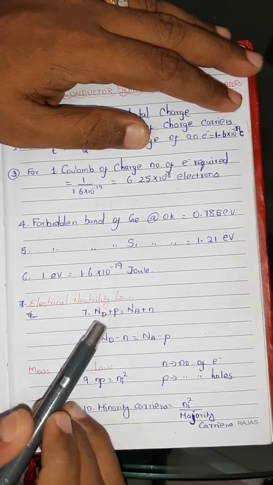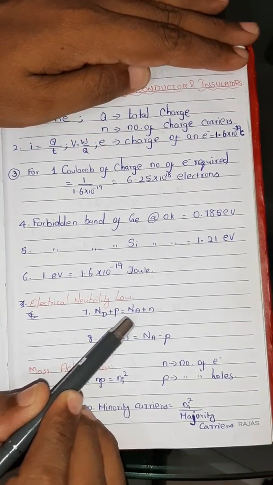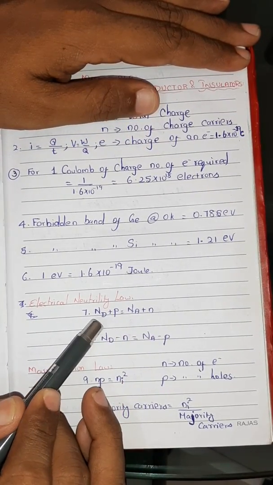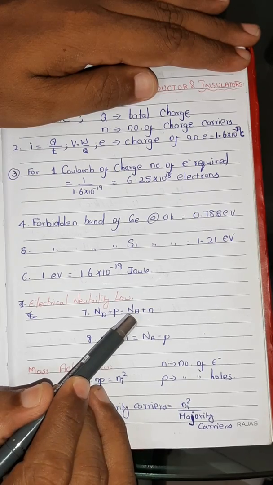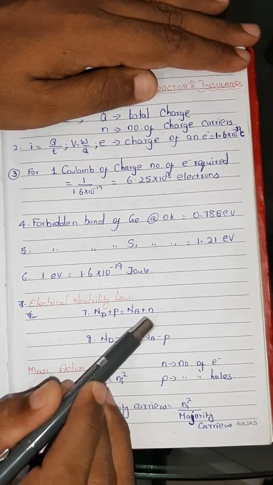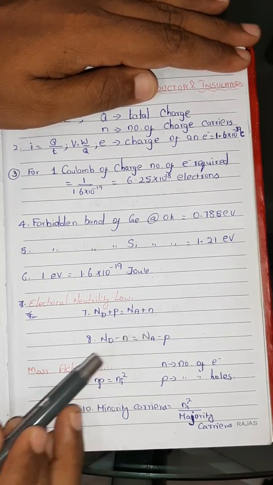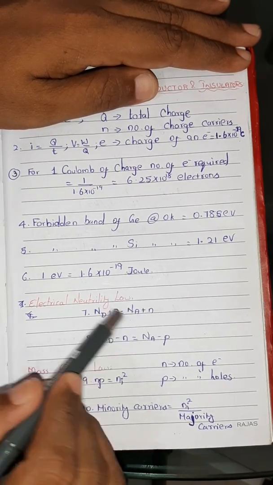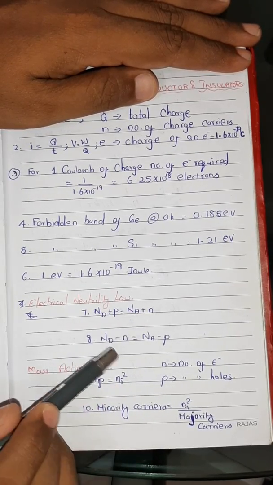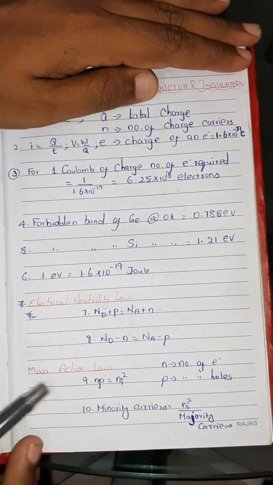Now the electrical neutrality law: Nd plus P is equal to Na plus N, where Nd is the donor concentration, P is the number of holes, Na is the acceptor concentration, and N is the number of electrons. Number 8, this formula is rewritten as Nd minus N is equal to Na minus P.